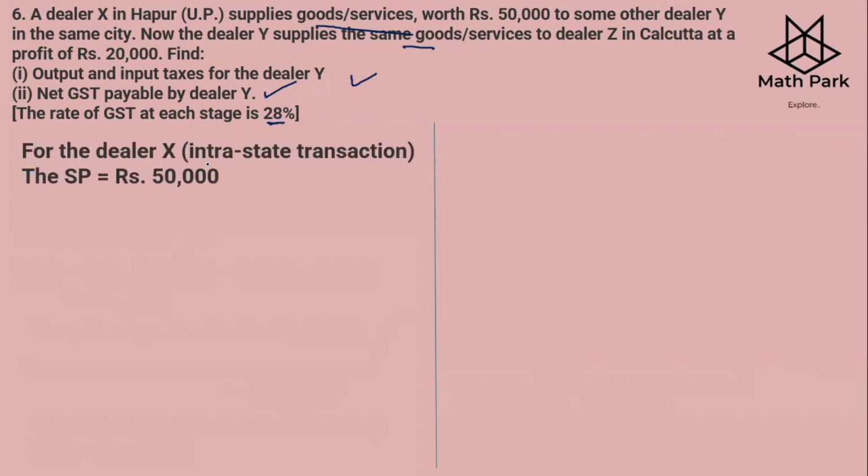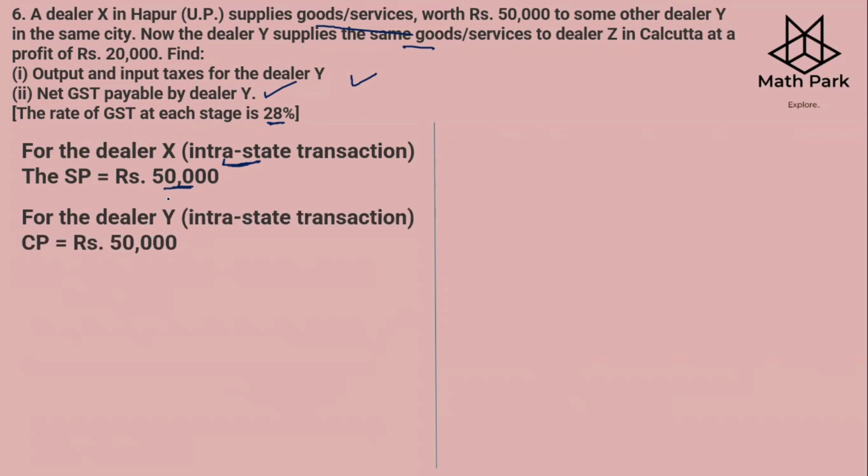Okay. So for dealer X, intrastate, because within the state he is doing the transaction. So selling price is 50,000. So within the state we have CGST and SGST both. So for dealer Y, the intrastate transaction, the CP is 50,000. And on that, he is going to be paying the tax 28%.